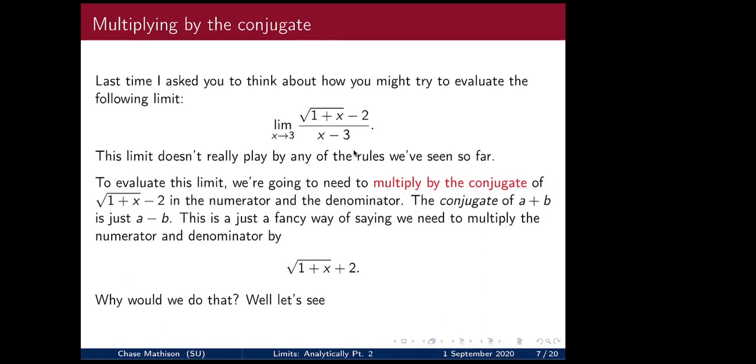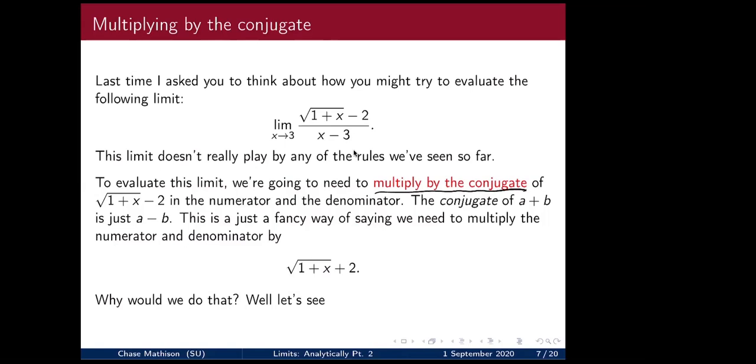This limit doesn't really play by any of the rules that we learned so far. Because first of all, if I just try plugging in x equals 3, I get 0 over 0, right? But then I can't factor the top, right? I don't know how to factor anything with a square root, okay? So the idea is it's kind of the opposite of factoring. Instead of pulling out something that I want to cancel, I'll put something else in so that when I multiply, hopefully I'll end up with something that I can cancel, okay? And that's exactly what multiplying by the conjugate means.